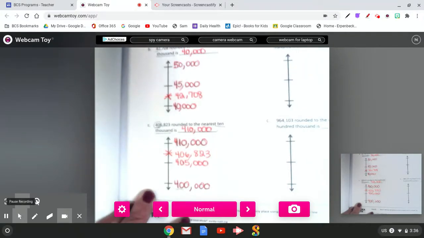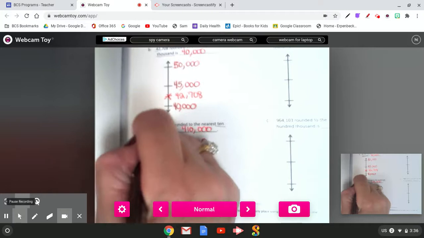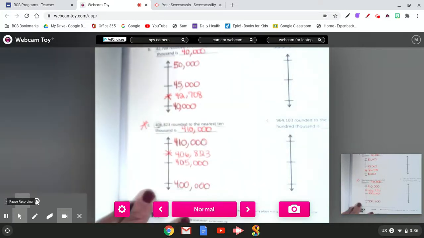Remember, you can pause the video, rewind the video, look back and see if something that you need to practice or think about a little bit more. Okay, because this one was a little bit different in our thinking in that we had a number in the 100,000s and we were still changing just the 10,000s.